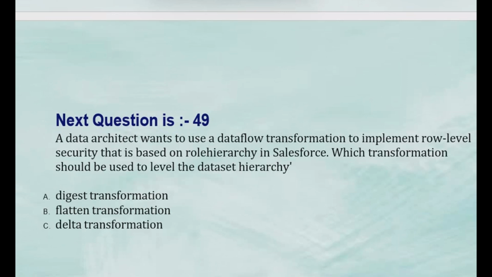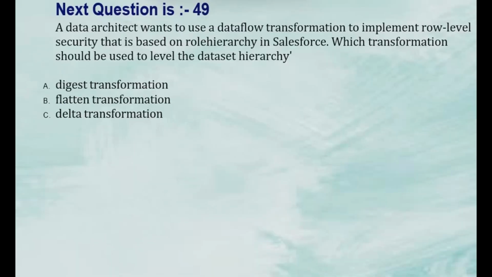Question is, a data architect wants to use a data flow transformation to implement row-level security that is based on role hierarchy in Salesforce. Which transformation should be used to flatten the dataset hierarchy? Option A, digest transformation. Option B, flatten transformation. Option C, delta transformation. Option D, sfdcDigest transformation. Correct answer is option B.